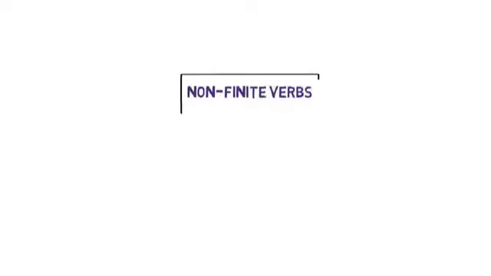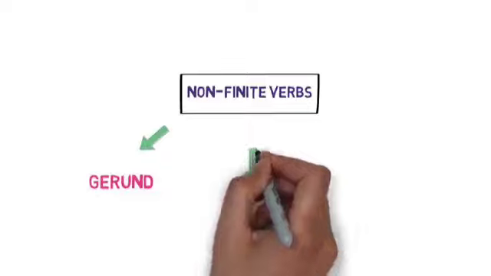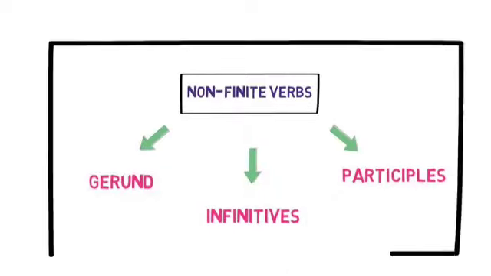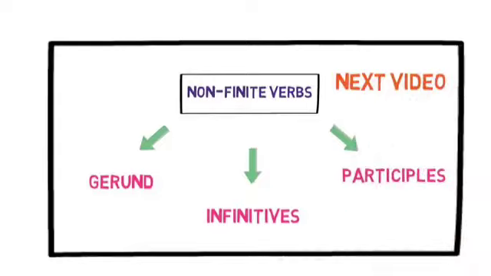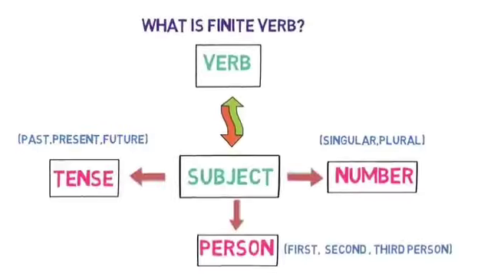Non-finite verbs are further divided into three types: gerund, infinitives and participles. We will discuss them in our next video. That's all for now. Let's quickly revise what we have learned in this lesson.